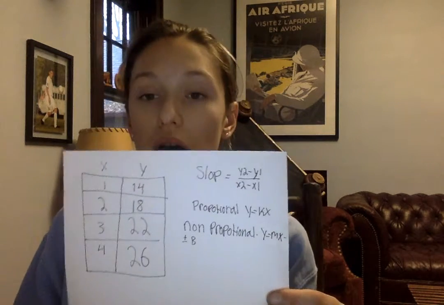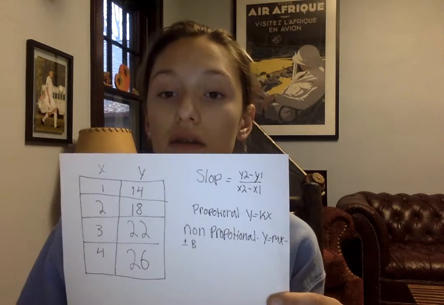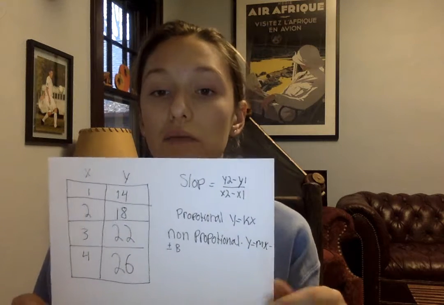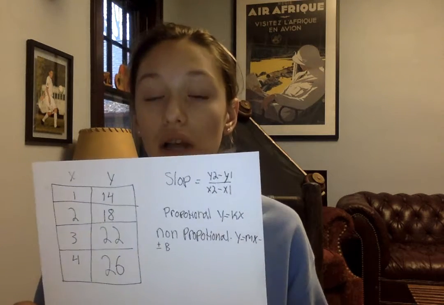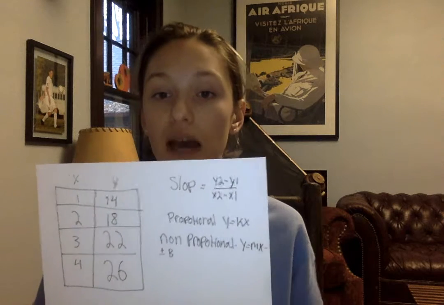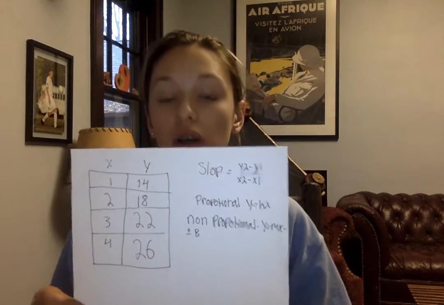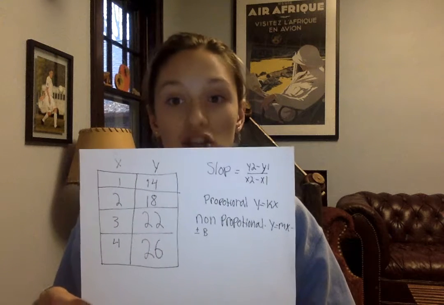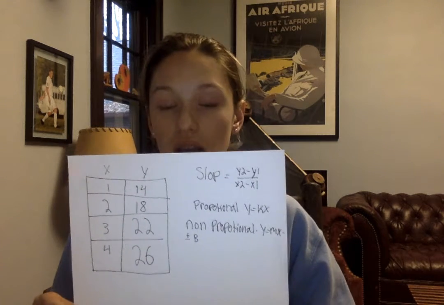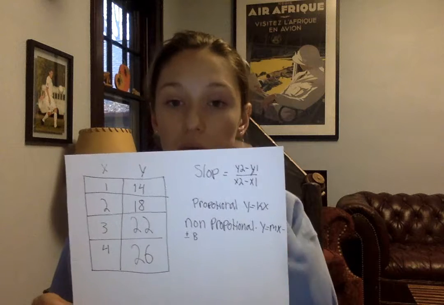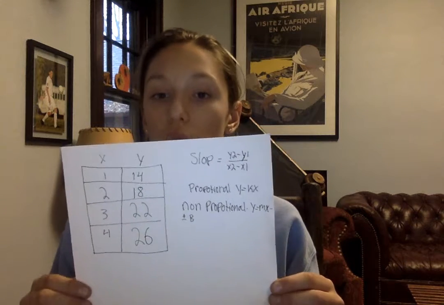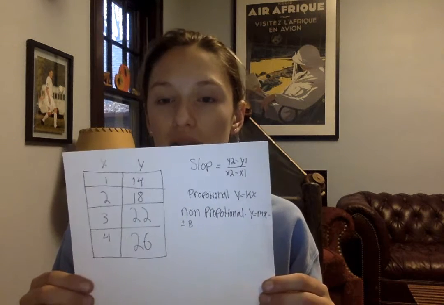To make our non-proportional equation, the equation is going to be y equals mx plus or minus b. The m is the same thing as our k. It stands for our number, or our slope, or a rate of change. All of those words mean the same thing. So in this case, it's 4, so it's going to be y equals 4x, but then you've got this plus or minus b. The plus or minus b is the bonus.